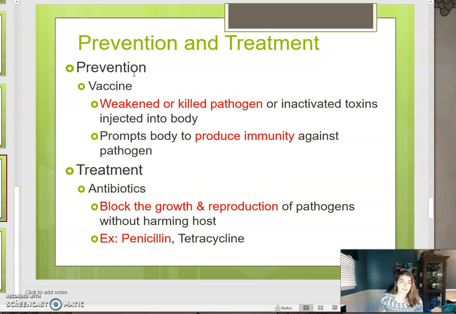We can also treat bacteria with antibiotics. You cannot treat a virus with an antibiotic because anti means against, biotic means living. So it's an anti-life pill. It only works against things that are living, which viruses are not. So this would block the growth and reproduction of pathogens. It doesn't hurt you because it attacks the cell wall. You don't have a cell wall, therefore you're fine. If you were to crush up an antibiotic and put it on a plant, you kill the plant. But since you're not a plant, you're not a bacteria, you don't have a cell wall, it won't hurt you. Examples of common antibiotics are penicillin and tetracycline. Those are some pretty strong antibiotics.